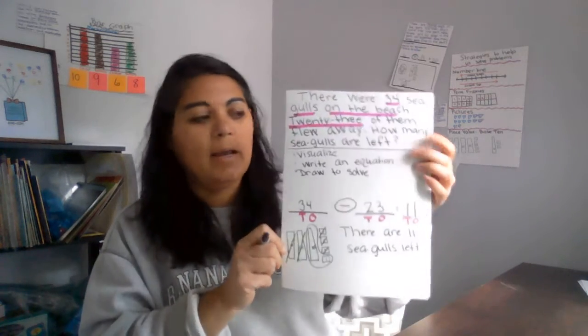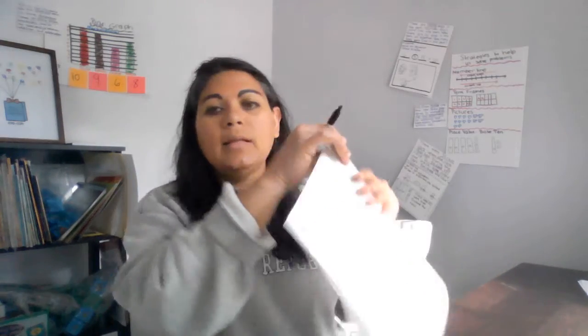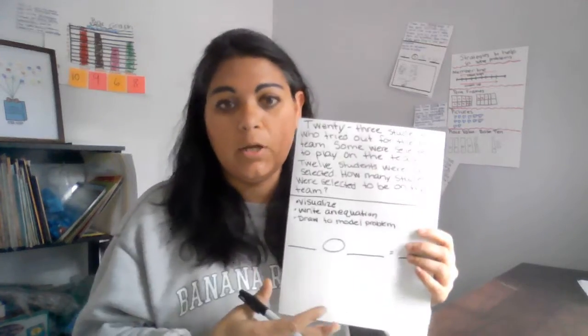There are 11 seagulls left. Okay? All right. Excellent job. Let's try one more before we go. And let's see in what part of our problem is the unknown value.